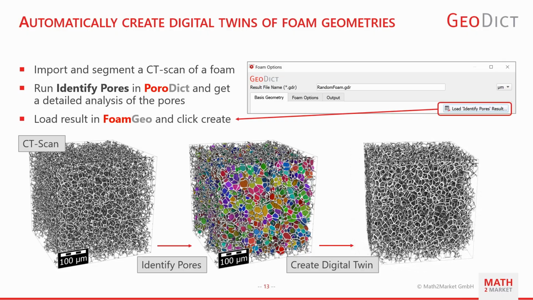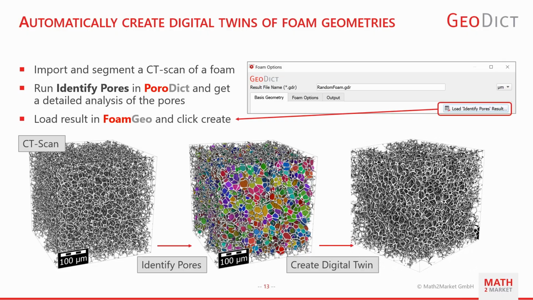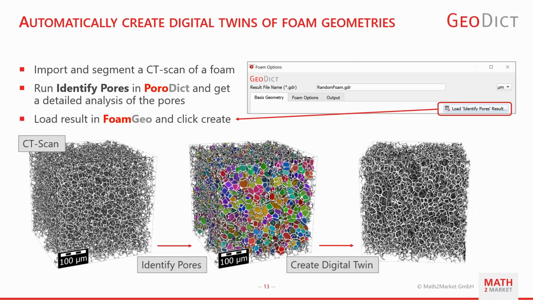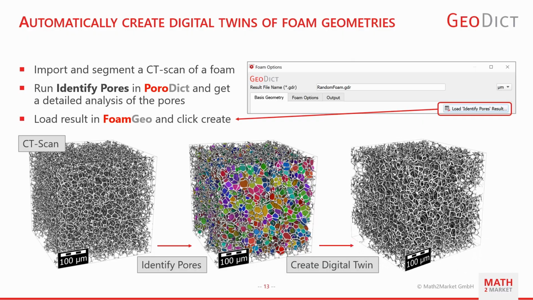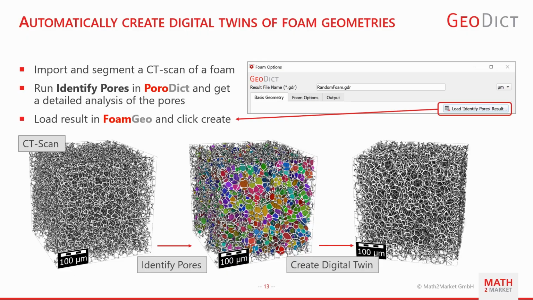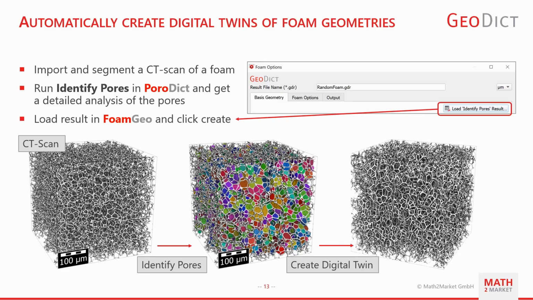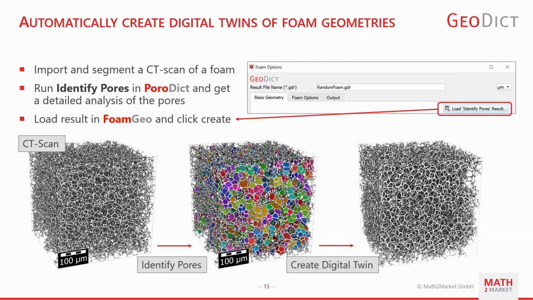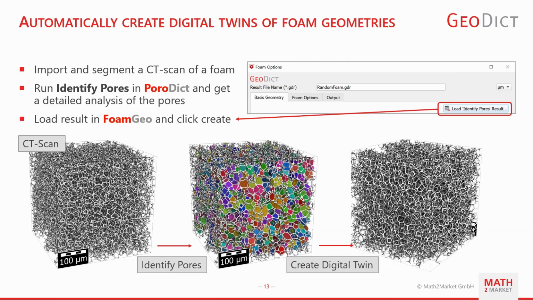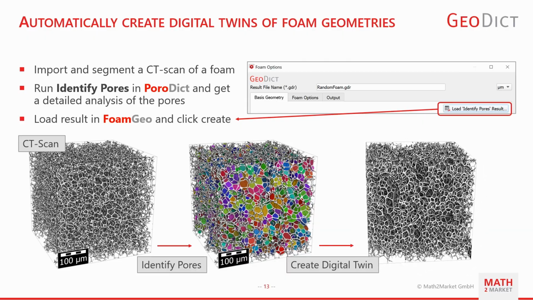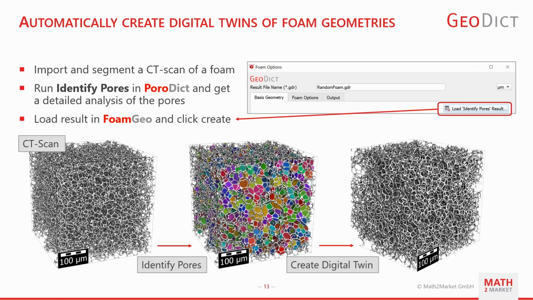This process is shown at the bottom of the slide, where the segmented CT scan is shown on the left. In the middle, one sees the visualization of the identified pores. Loading the corresponding GDR result file into FoamGeo, one can automatically create the digital twin shown on the right, which has the same pore characteristics as the original CT scan.